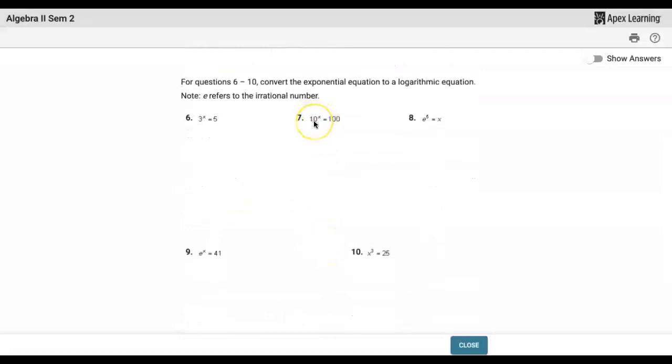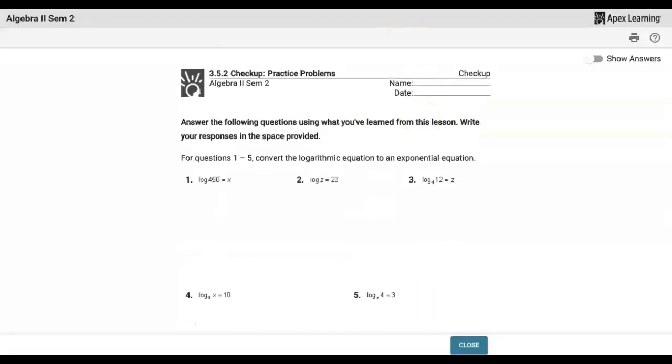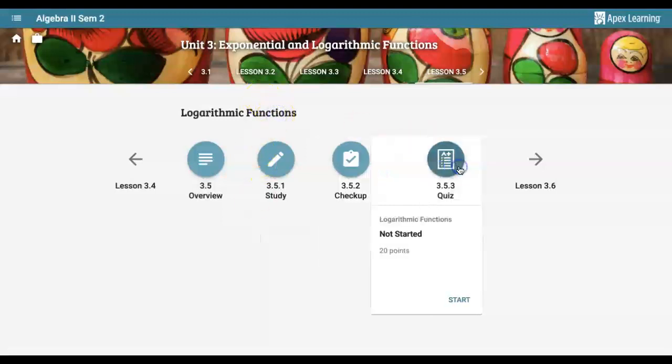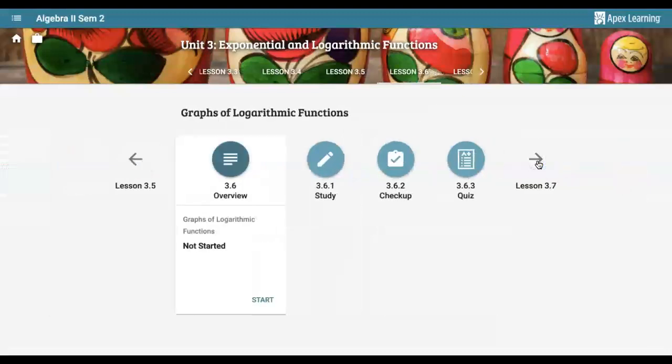So if you've got a base 10, that's going to be your common log. If you've got a base e, again, that's your natural log. So really paying attention to those special cases there. All right, and that pretty much finishes up our introduction here to logarithmic functions for 3.5. So you have one quiz on that. So far we've covered 2 units, we've got 2 quizzes, and 1 extra credit opportunity.